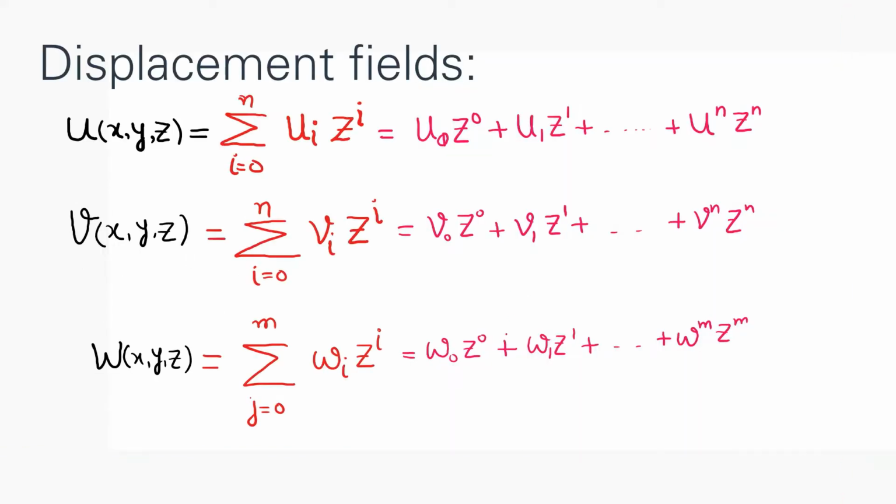Now, for smeared laminate models or equivalent single layer theories, we can have this displacement field. u of x, y, z can be written as the sum from i equals 0 to n of u_i z^i. This would be equal to u0 z^0 plus u1 z^1 plus up to un z^n. Similarly, v of x, y, z can be expanded as v0 z^0 plus v1 z^1 plus so on up to vn z^n. And similarly, w of x, y, z, meaning the transverse deflection, would be the sum from j equals 0 to m of w_j z^j.